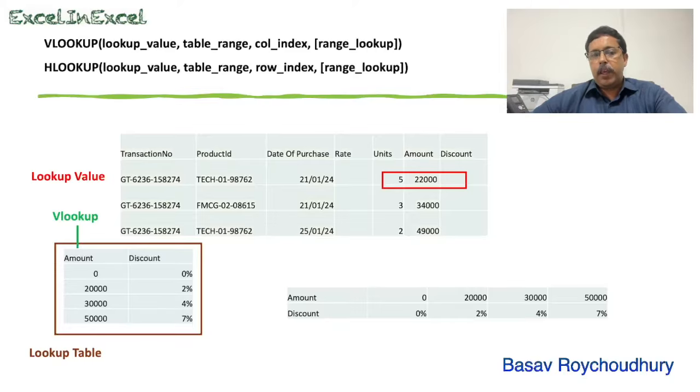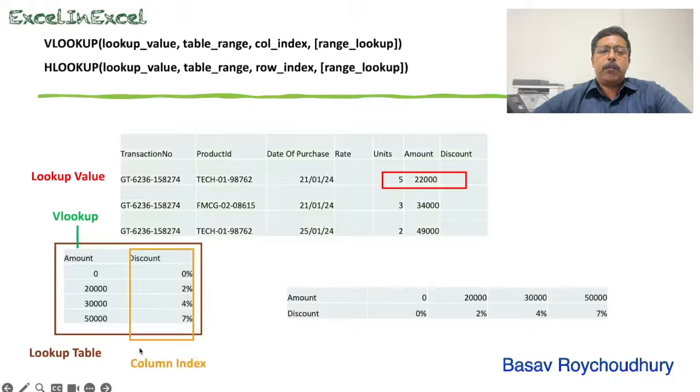I repeat again, if we are using an approximate match, we need to look into two things. One, how do we arrange the lookup table? We need to arrange the lookup table so that for 0 to 20,000, we are giving a 0% discount. Between 20,000 and 30,000, we are giving a 2% discount. Between 30,000 and 50,000, we are giving a 4% discount. And 50,000 and beyond, we are giving a 7% discount. So it has to be arranged in this way, and the first column in case of Vlookup or the first row in case of an Xlookup must be arranged in ascending order. Now, the remaining part of course remains the same.